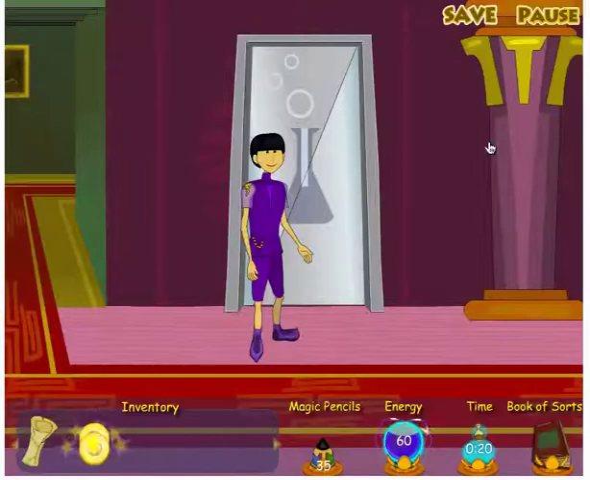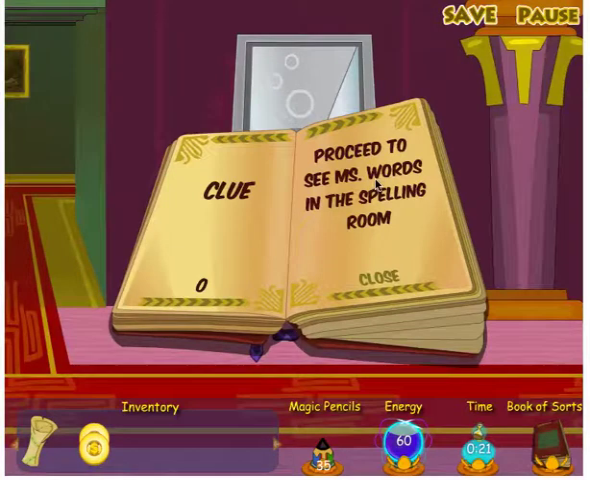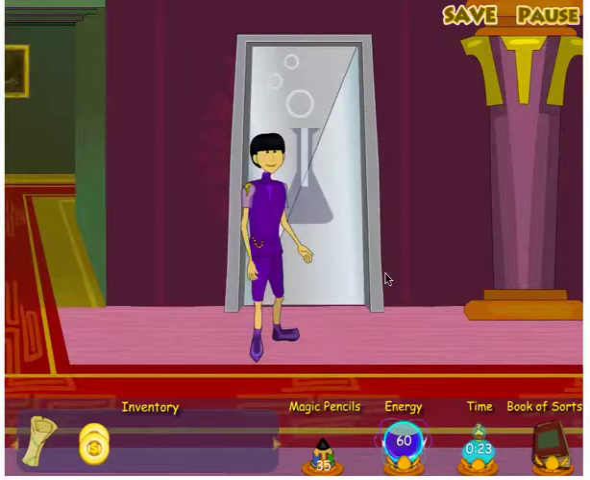Remember, I need to go back to the guard in the atrium. What does my Book of Swords tell me to do? It says to go to see Miss Words in the spelling room. That would be after I go back to the guard. Now I'm going to save my game right now. So I'm going to close that. I just want to show you.